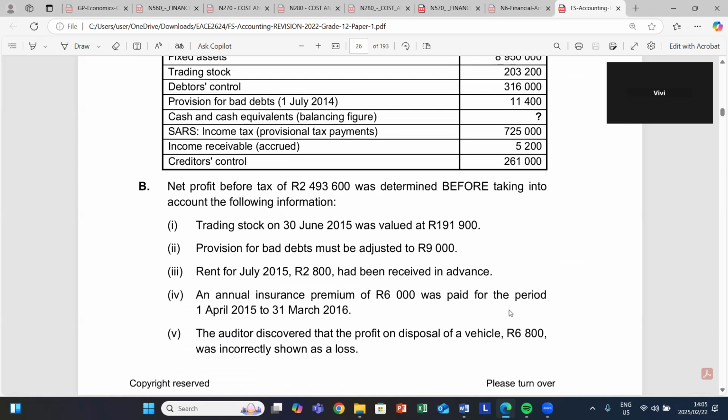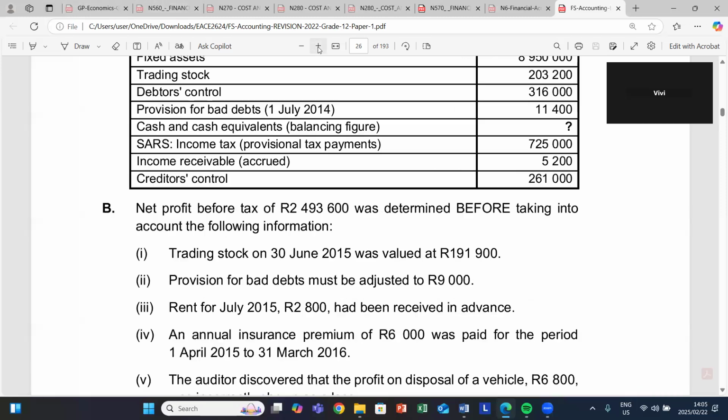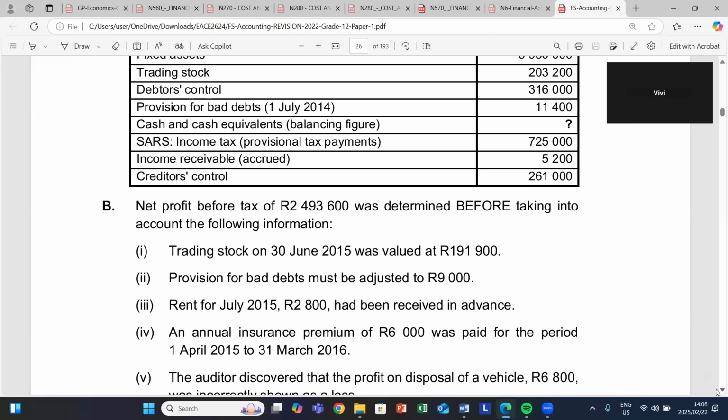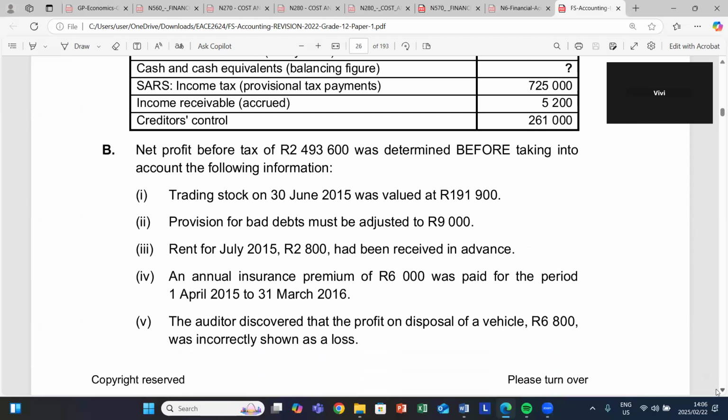Let's start with the first one. Net profit before tax, in which you have to adjust amounts, of 2,493,600. Let me try to zoom. Net profit before tax of 2,493,600 was determined before taking into account the following adjustments. So the first adjustment that we have is what? When calculating the net profit, we omitted to record these adjustments.